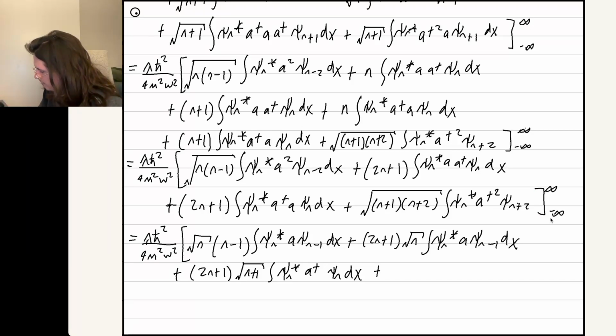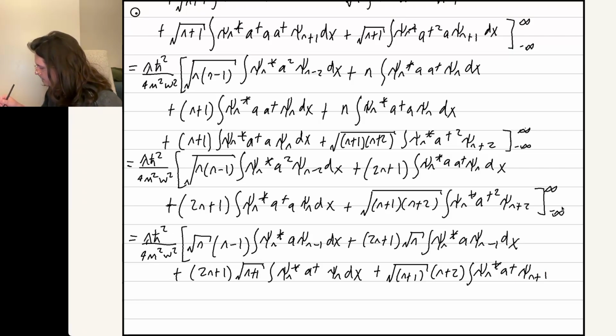Okay, now I have a lowering operator, which will give us an additional factor of square root n plus 2. So just there, and then integral psi n star a dagger psi n plus 1, all from minus infinity to infinity. And apply your dx's where appropriate.